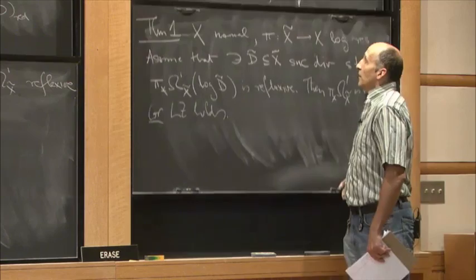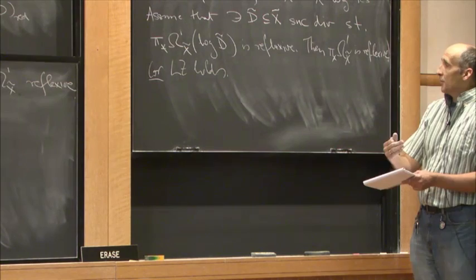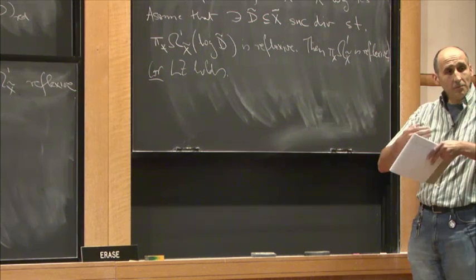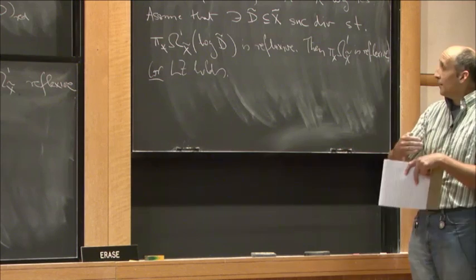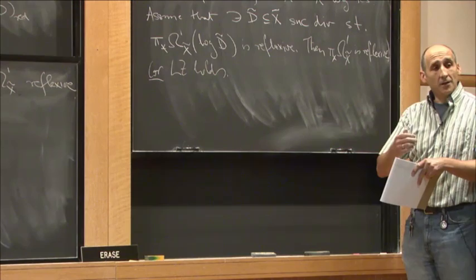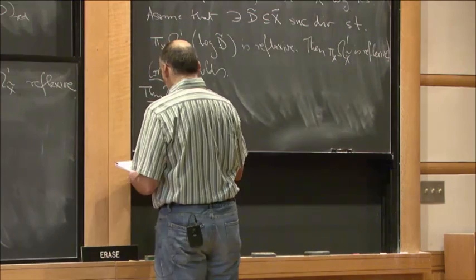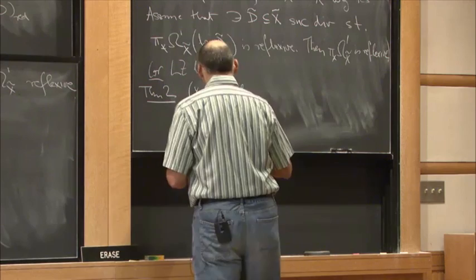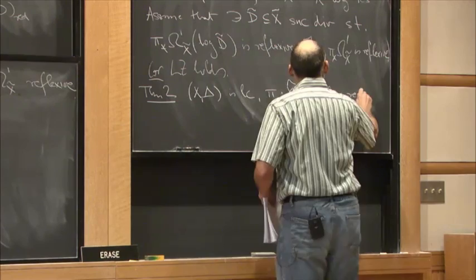But you might be interested in extending logarithmic forms. So if you start with a divisor on X, you might want to keep some of the components of that D. And the thing is that if you do that, then you might have to include some exceptional divisors. So here's theorem two. Let's say X delta is LC and pi is a log resolution of the pair.